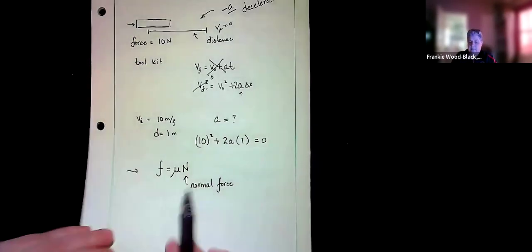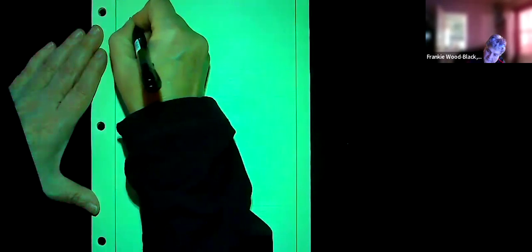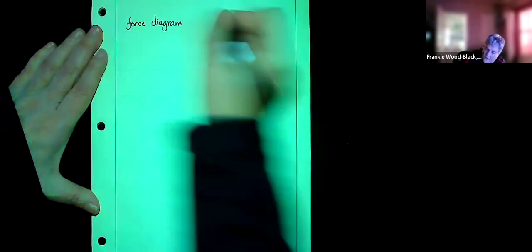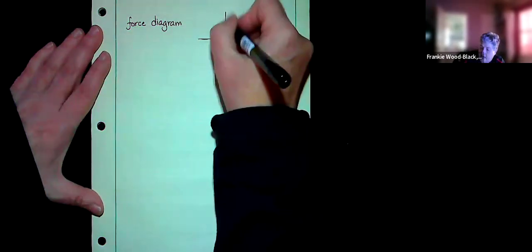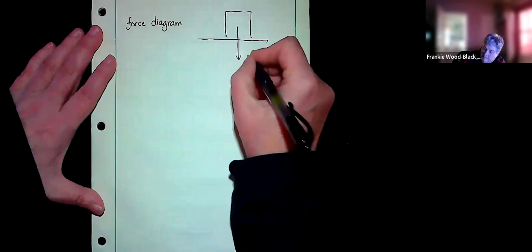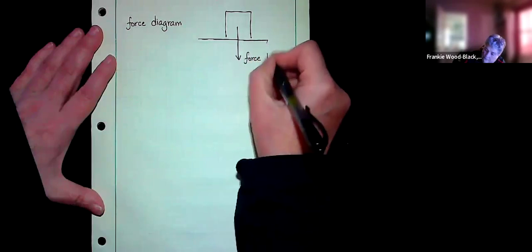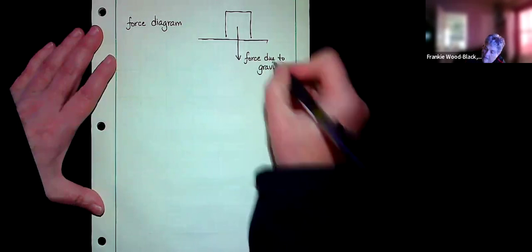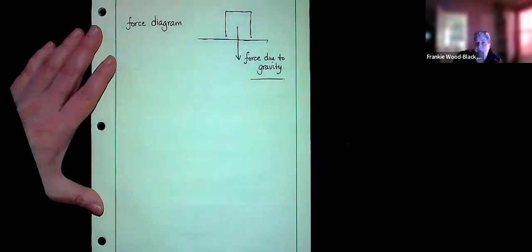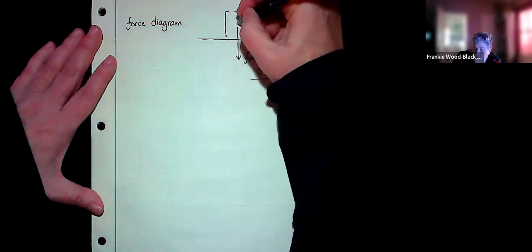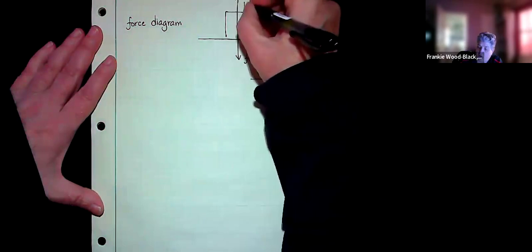So let's take a step back and let's start drawing what we call a force diagram. So if I have an object on a table, we know that we have a force due to gravity. But in order for it to not fall through, the table's got to apply a force. And this is what we're going to call a normal force.